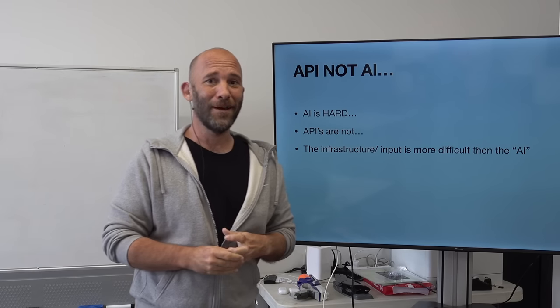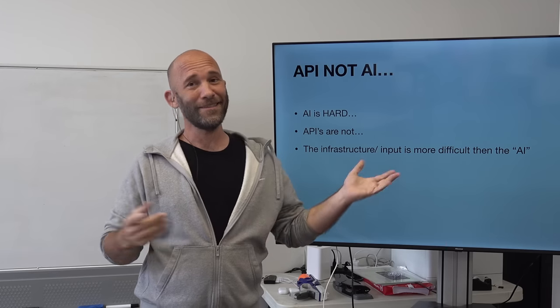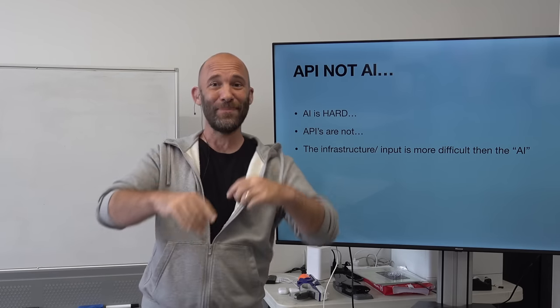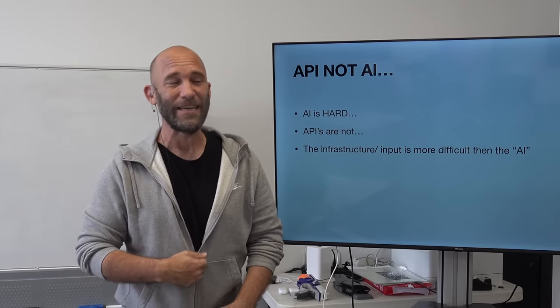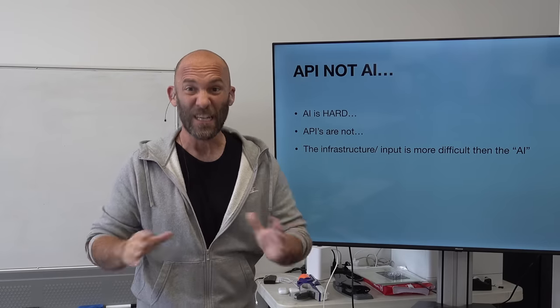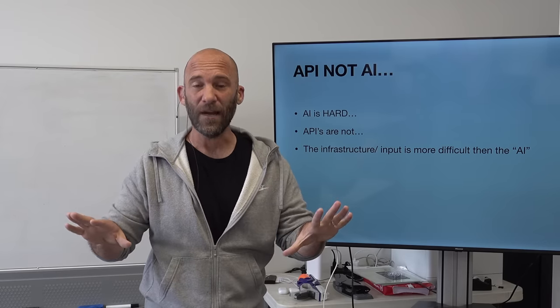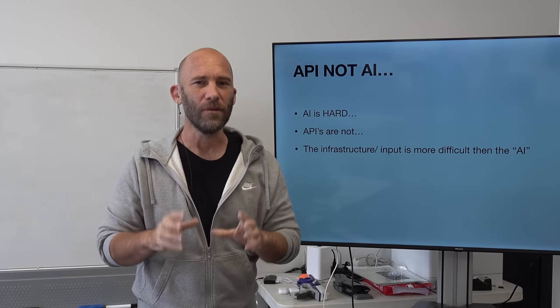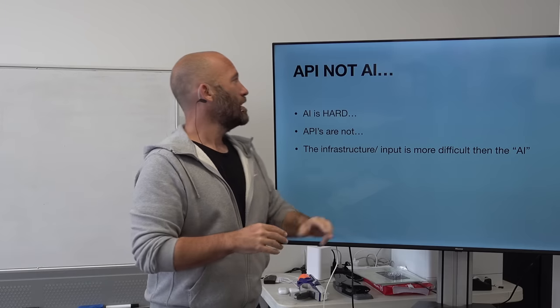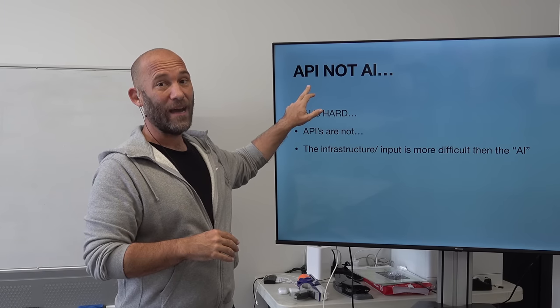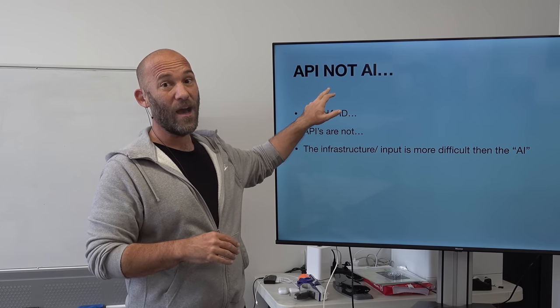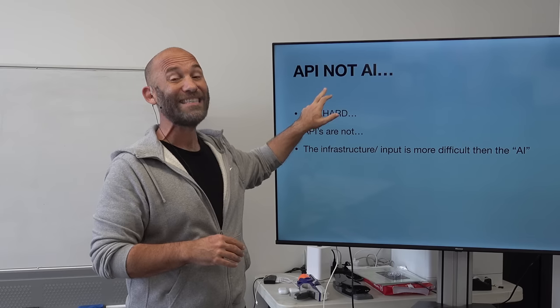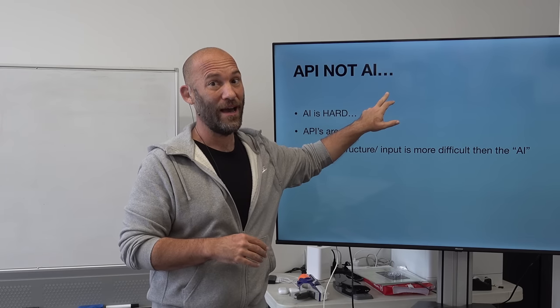I'm not actually that great with math. I did take a statistics course in college. I will say I passed it. I think I passed it with a C. But here's the deal. It doesn't actually matter, right? We're not really dealing with AI. We're not really dealing with artificial intelligence. We're dealing with an API. APIs are not AI. APIs give us access to AI.